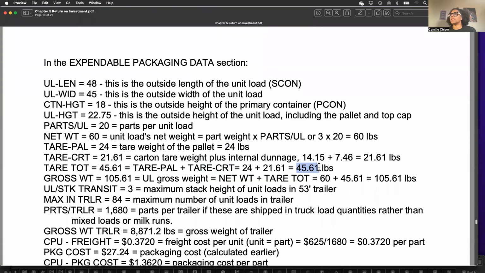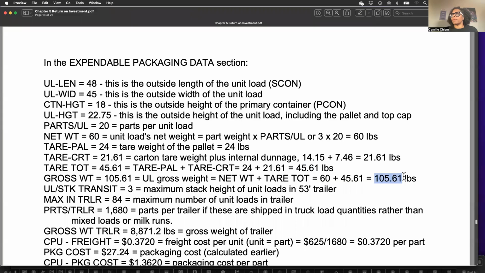And then you also have your gross weight, which is the unit load gross weight. That's calculated with the net weight plus the total tare weight. So they're taking the net weight, which is 60, which you get from up here, which they calculated by multiplying the part weight by the parts per unit load. And then they're adding that to that total tare weight. And you can see this adds up pretty quickly. This adds up to 105.61 pounds.